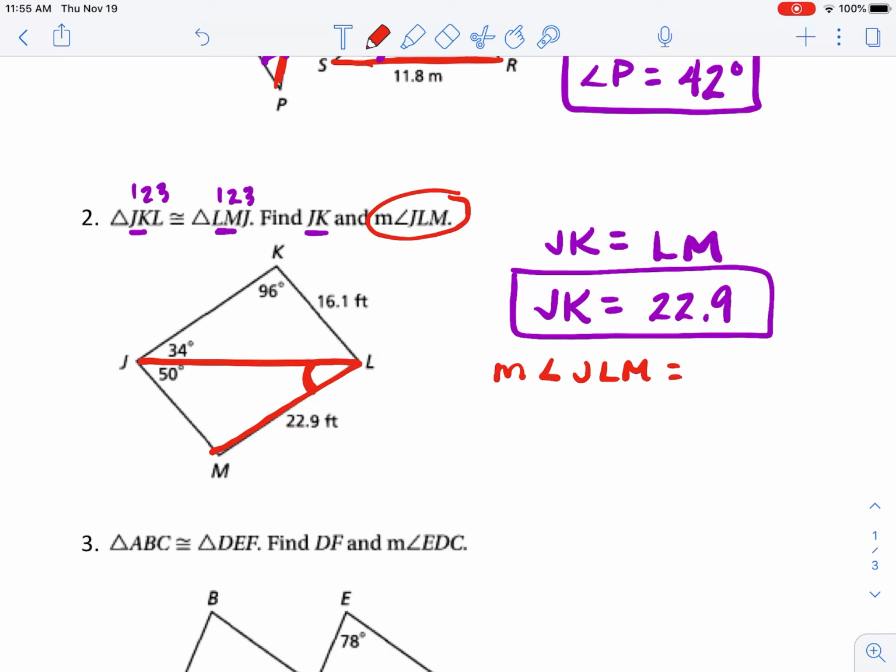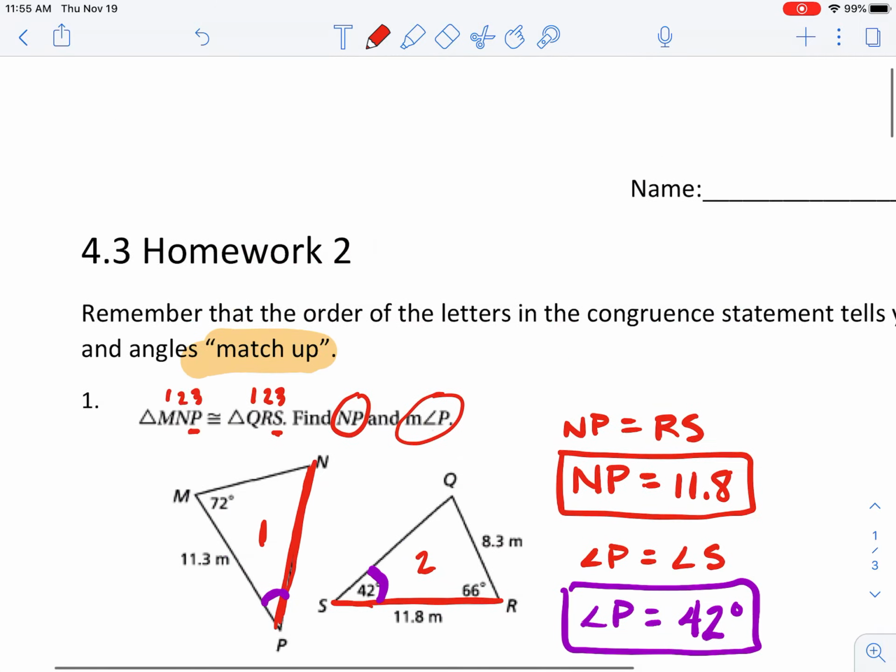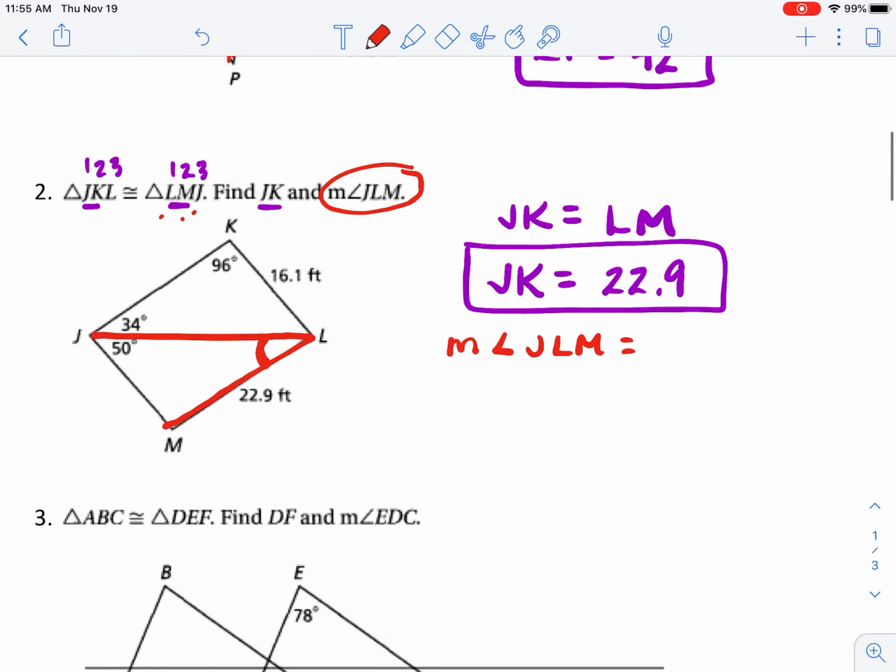And so again, it gets a little tricky because we are talking about the position of the letters, right? So think about what they did. If you go from J to L to M, you went from 3 to 1 to 2, right? So let's do that same thing on the other side. Let's go from 3 to 1 to 2. If we go from the 3 to the 1 to the 2 in this other triangle, we'll go from L to J to K. So JLM must be congruent to LJK.